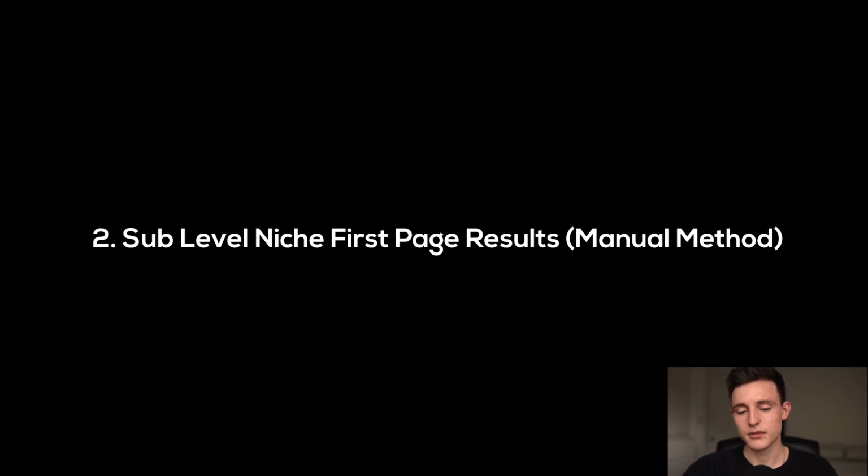But these three things I'm talking about right now are the three main methods that I use to find those kinds of target words. So method number one is a manual method, and it's called Amazon search bar. Pretty self-explanatory, but I'll be showing you how to do that in just a sec. Method number two is sub-level niche first page results, and this is another manual method.